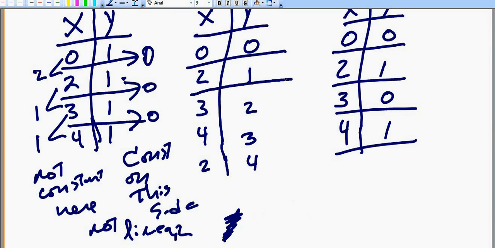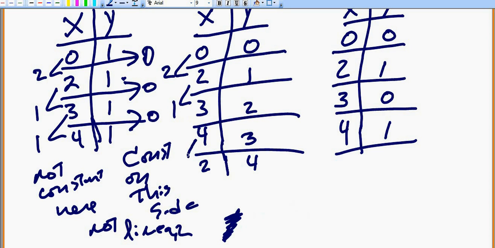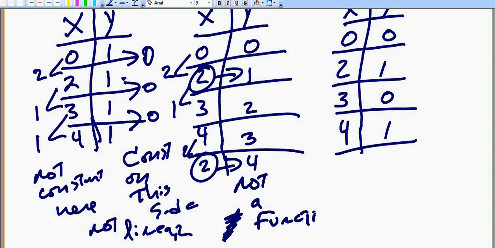Next one. So you're going 2, 1, 2, but the thing I notice here is I got 2 2's, right? This 2's paired with the 1, this 2's paired with the 4, so this is not a function. So if you see that, don't go any further. It's not a function.